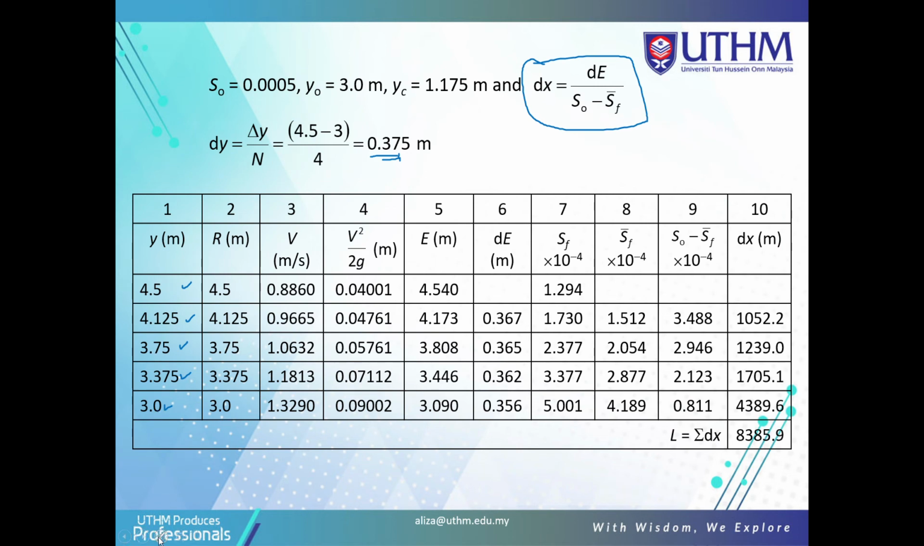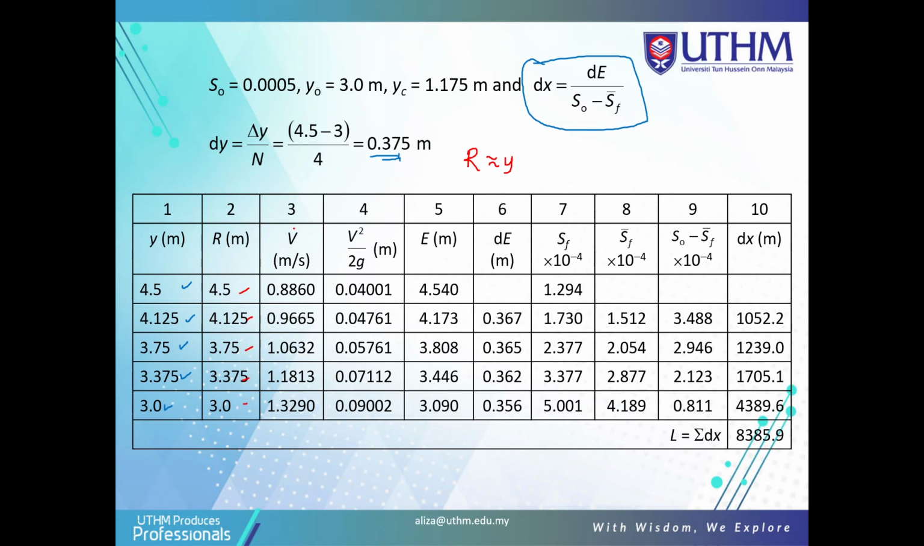So you get the value here. And the R is based on the Y here, because the wide channel is also a rectangular channel. So for this, R is equal to Y. So that's why we add the column. The direct step table has 10 columns here. So in the second column, column 2 here, we get the R. R is based on the Y because of the wide channel. So that's why the R is the same as column 1.